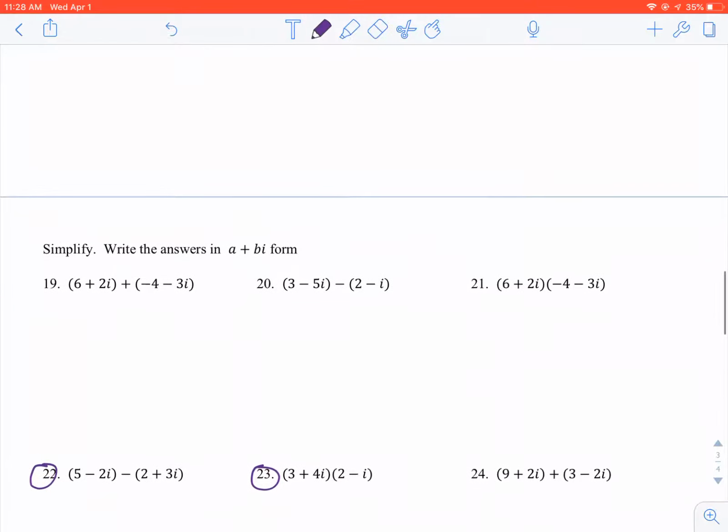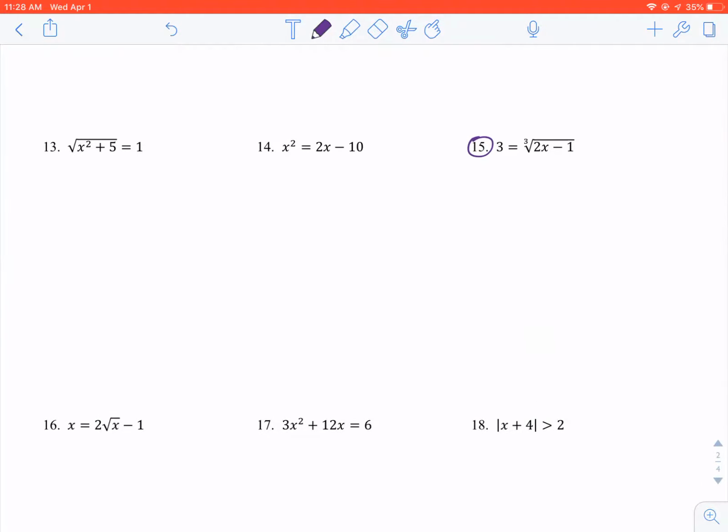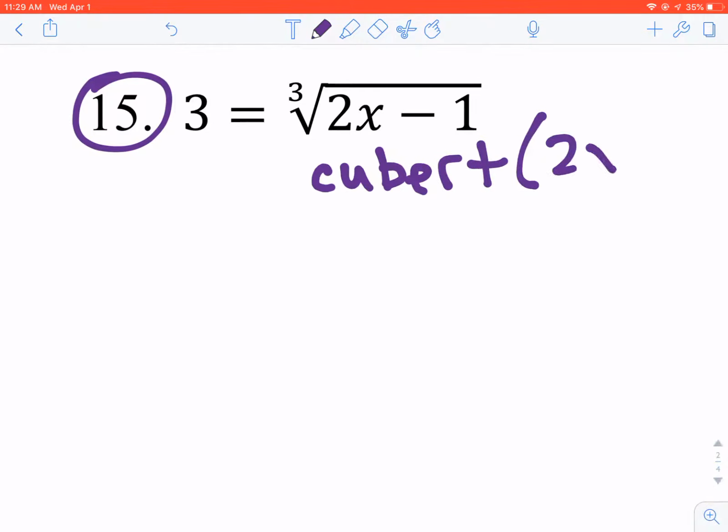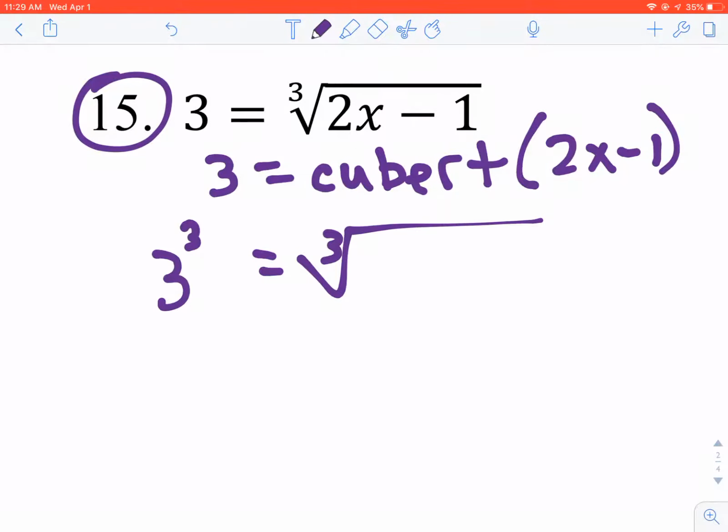Yeah, the last one that has a root is this cube root. Okay, so if I did a cube root, remember I probably would have written cube root parentheses 2x minus 1. So keep that in mind tomorrow when you see that. So this is a cube root. So I have to cube both sides. So I'm going to do 3 cubed is equal to the cube root of 2x minus 1 cubed. So this is just 2x minus 1.